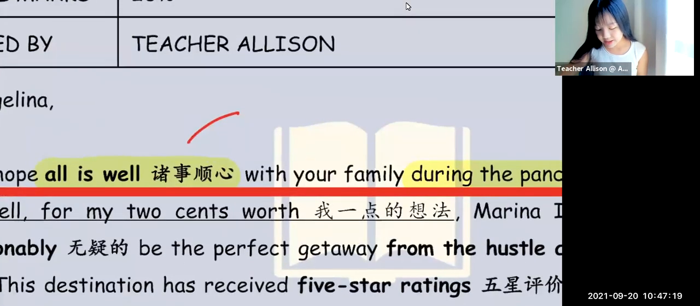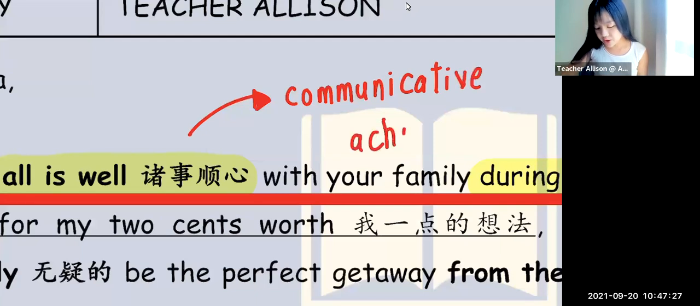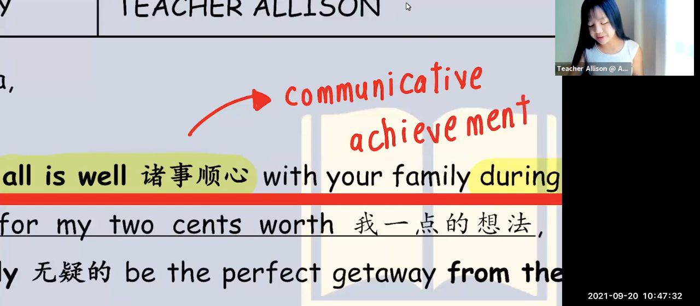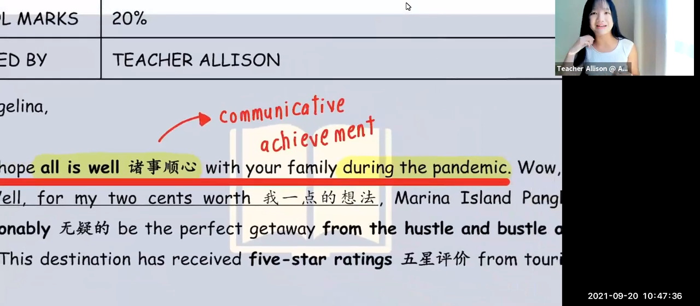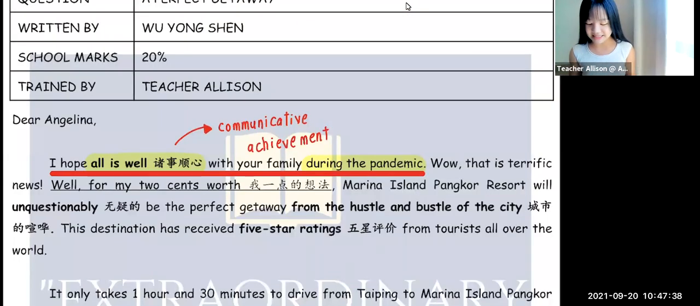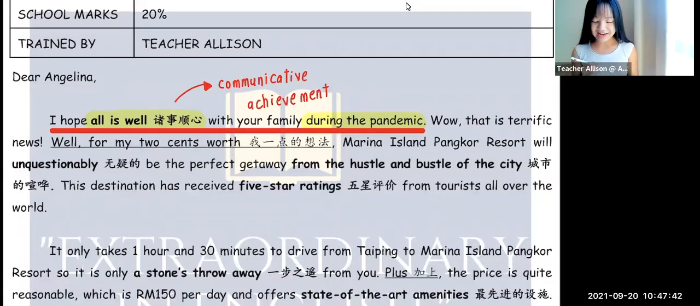In this part, I would say that it is called the communicative achievement, which means that you have to communicate with whomever you are writing to. You must give a short and simple communication. So, I hope all is well with your family during the pandemic, something very heartwarming to start the essay. And remember to reply to them until here. Wow, that is terrific news, meaning that is amazing news. Well, for my 2 cents worth, I'm going to highlight this part.